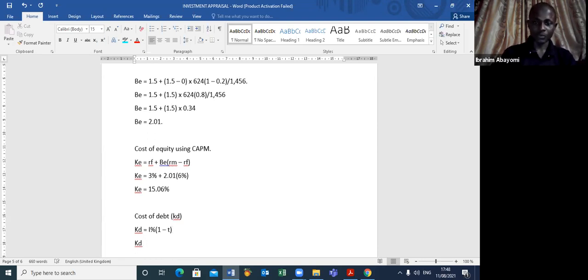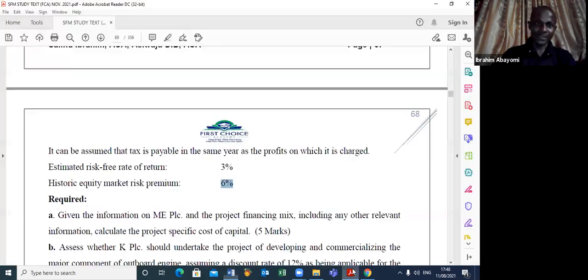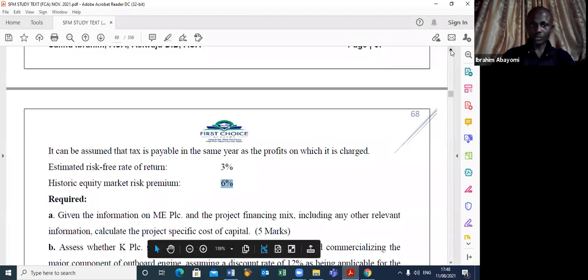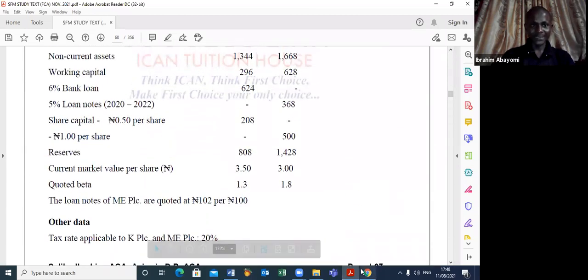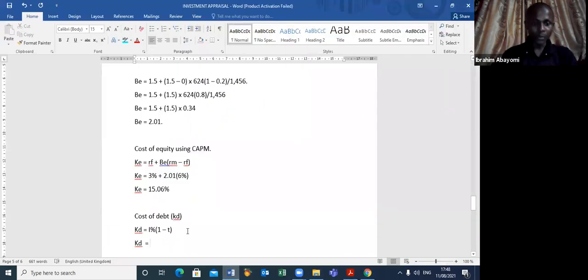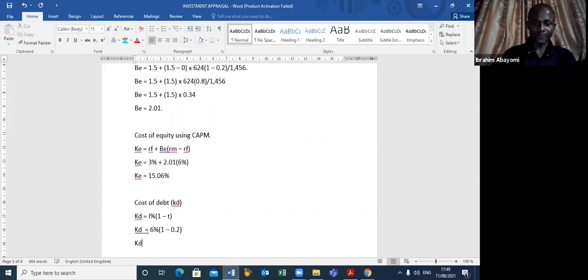Cost of debt will now be equal to, what is the coupon on the debt? The coupon on the debt is 6%, 6% interest rates. So 6% into bracket 1 minus 0.2. So cost of debt is equal to 6 times 0.8. That's 4.8%. That is our cost of debt.